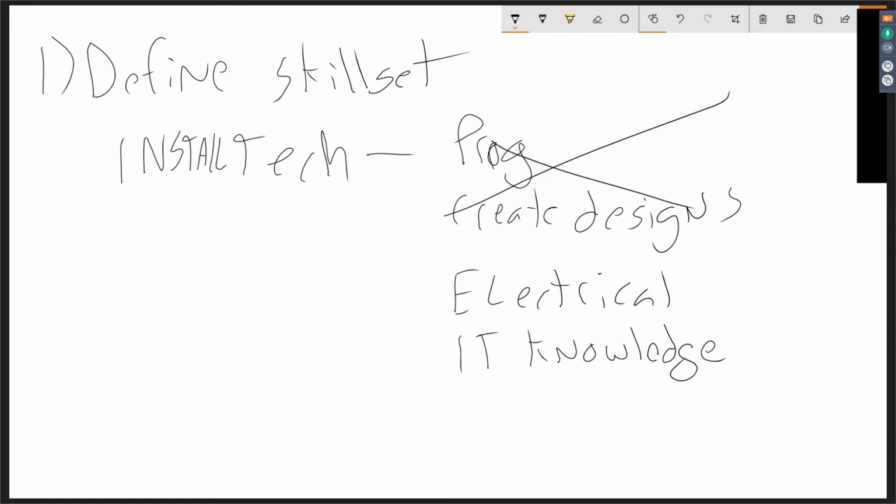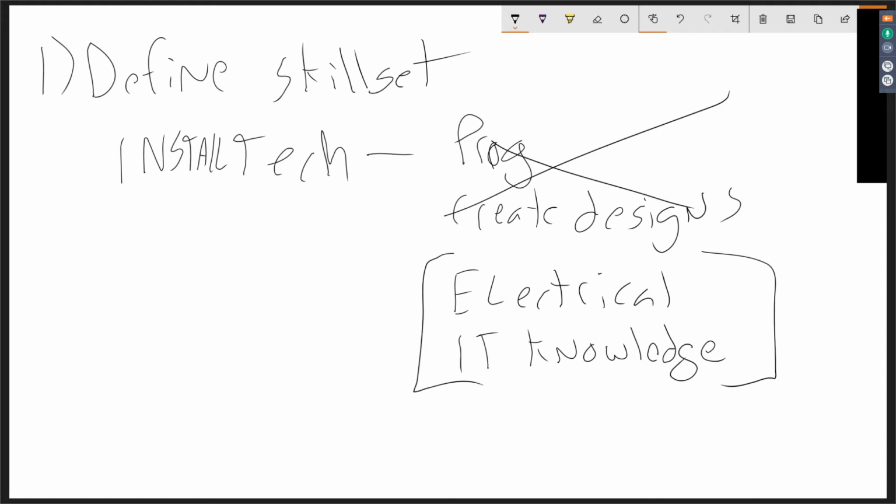Do they understand how to terminate wires, especially if you're executing the install in-house instead of using subcontractors? Do they know how to make sure that the supervisory devices are connected to the network, that the server's set up? These kinds of things. These install techs would need to have these skills.